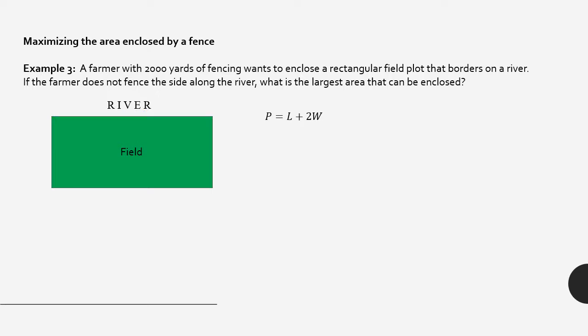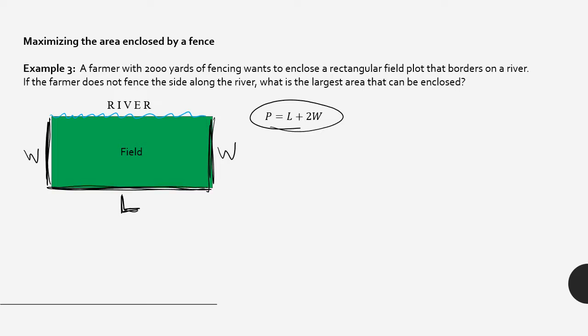Okay, so fencing is going to have to deal with the perimeter around the rectangle. Because the river borders on the top, we only need the fence down, I'll call this L for the length of the field, and then the width on the right and the left. So the perimeter is equal to L plus 2W in this problem. I'll draw this in blue. Again, this is the river up here. So the fence is going to go along the two sides and then across the bottom opposite the river.